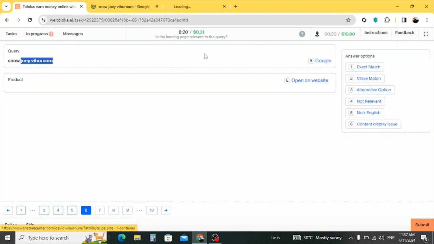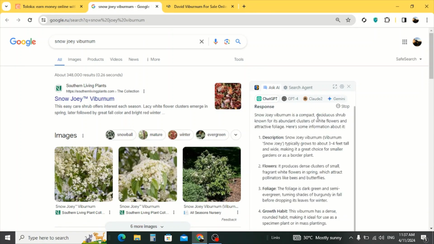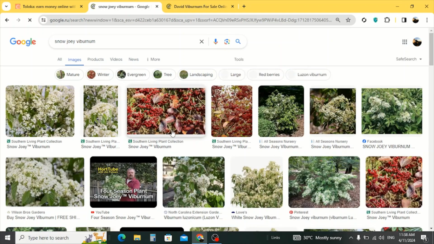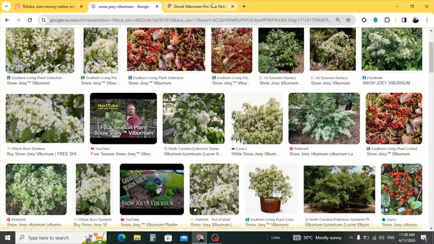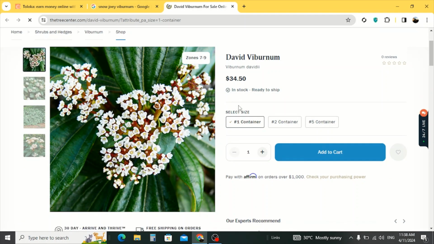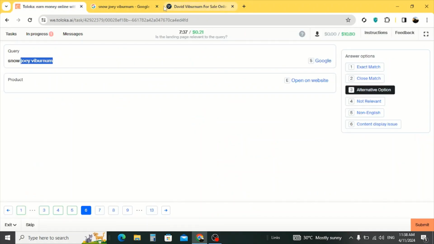Snow Joy Vibram. Snow Joy is a trademark. It's a deciduous shrub known for its abundant clusters of white flowers. The user is searching for this type of shrub, probably to grow at his home. This is the shrub viburnum, but this is not that particular Snow Joy. This is something else, so it is an alternate option. He might consider growing this at his home, but this is not exactly the same thing. In any case, the product matches and the attribute mismatches.